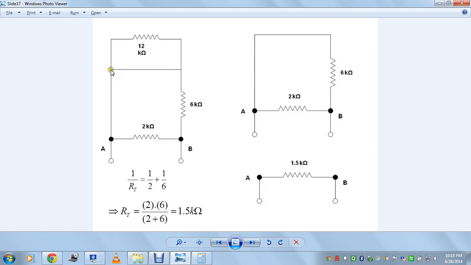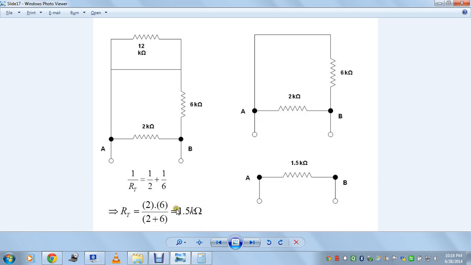When you see, again there is a simple wire across this 12 kilo ohms, which is the addition of these two, nothing but again a simple wire. It is here, and this is 6 kilo ohms and 2 kilo ohms. Now you see the 6 kilo ohms and 2 kilo ohms are connected in parallel. So the parallel addition is nothing but the equivalent parallel resistance: 1 by RT is equal to the addition of the inverse of these two individual resistances, which is 1 by 2 plus 1 by 6. The answer is 1.5 kilo ohms.